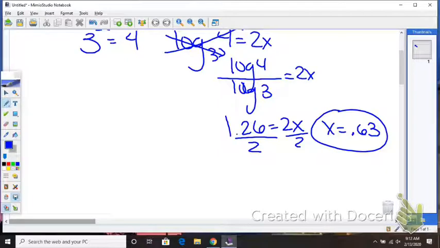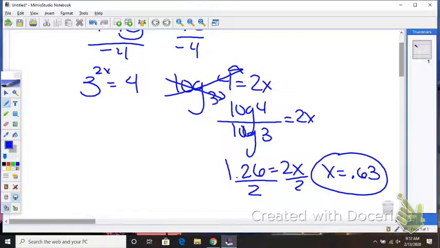Okay. So let's talk about the steps we just did, because that leads into today's lesson. What do we do first? We got this log part by itself.